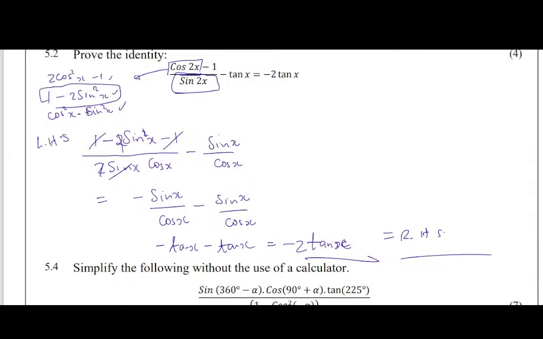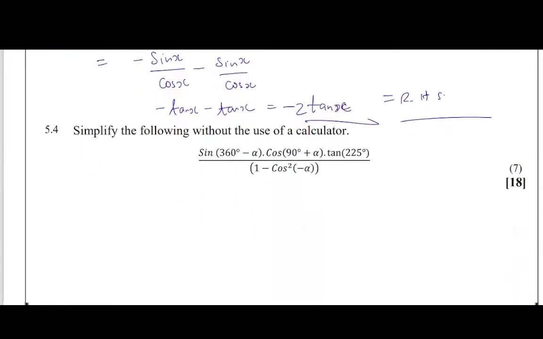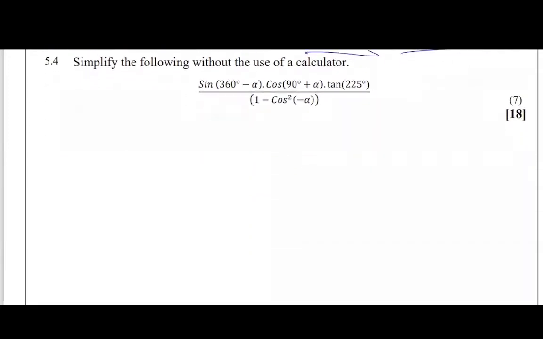If I look at 5.4, they want me to simplify without using a calculator. So with this, still it's a combination of reduction formulas and all of that. Okay, for 7 marks. Now with these ones with the alphas, we're going to express them as reductions and stuff. And then with these ones with numbers like 2 to 5, then we just have to use the special triangles with those special ratios. Okay, let's see.